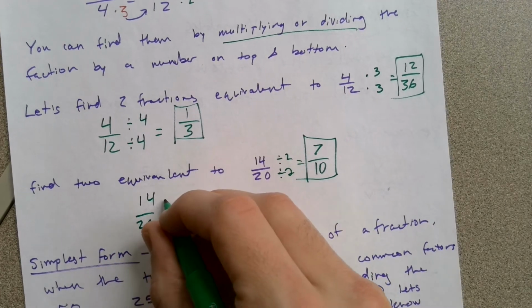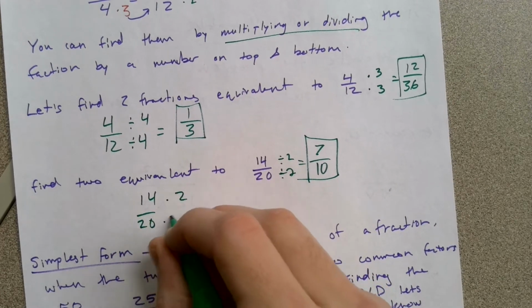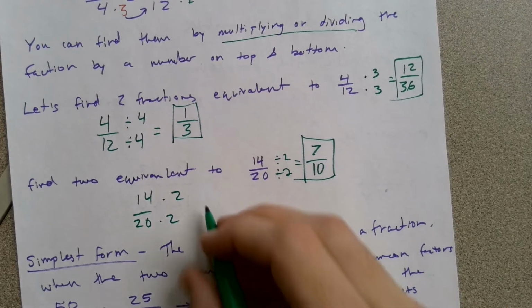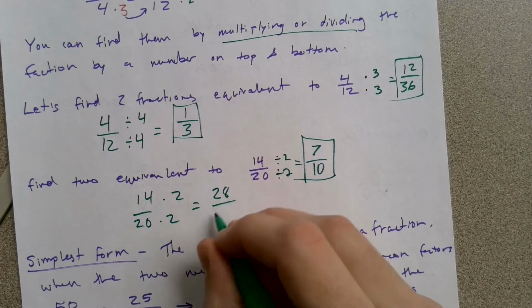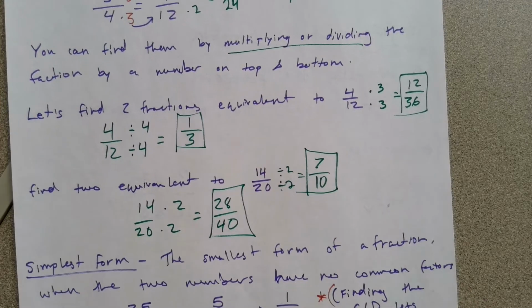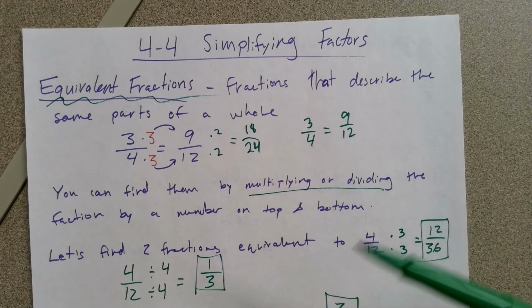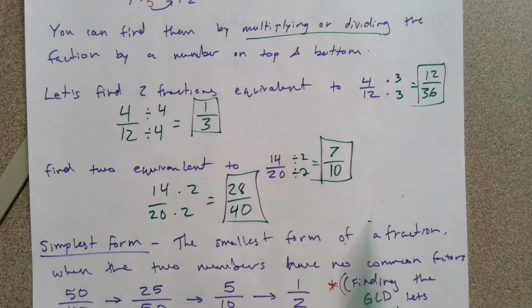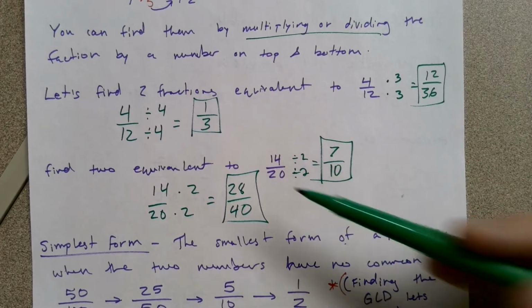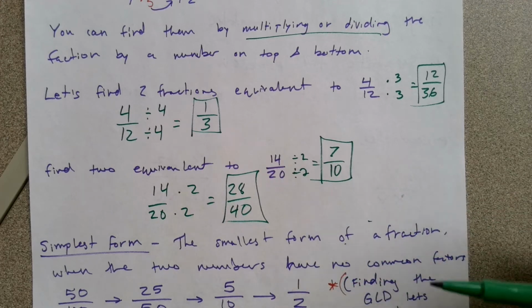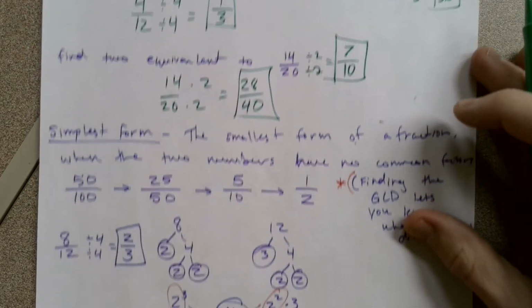If I want to, let's multiply each side by, let's just do 2. Multiply by 2. It's going to be another equivalent fraction, 28 over 40. All equivalent fractions to 14 over 20. They look different. They mean the same thing. Those are our equivalent fractions. You can find them by multiplying or dividing the fraction by the same number on top and bottom. There are an infinite number of equivalent fractions. I can multiply this by 2, 3, 4, 5, 6, 7, 8, all the way up to infinity. There's going to be a different fraction that'll work for all of that.